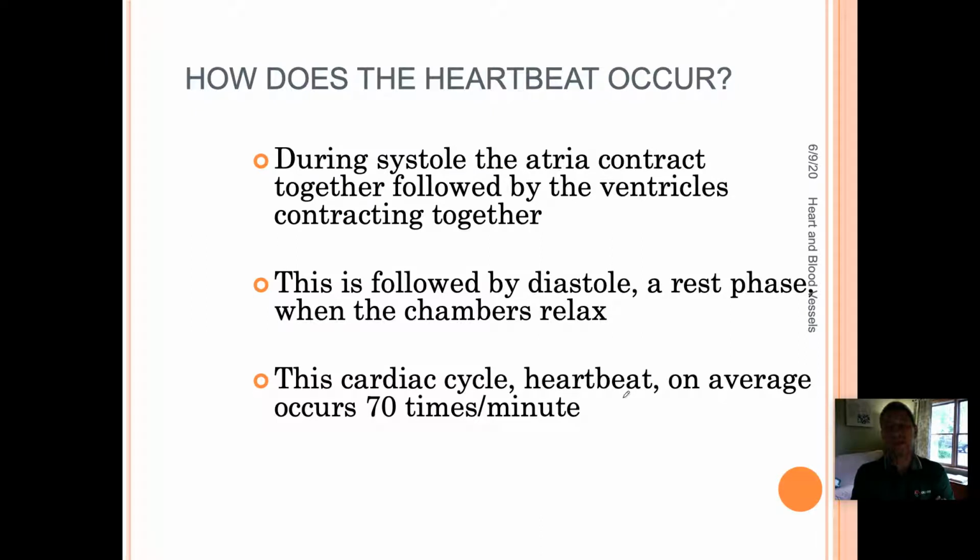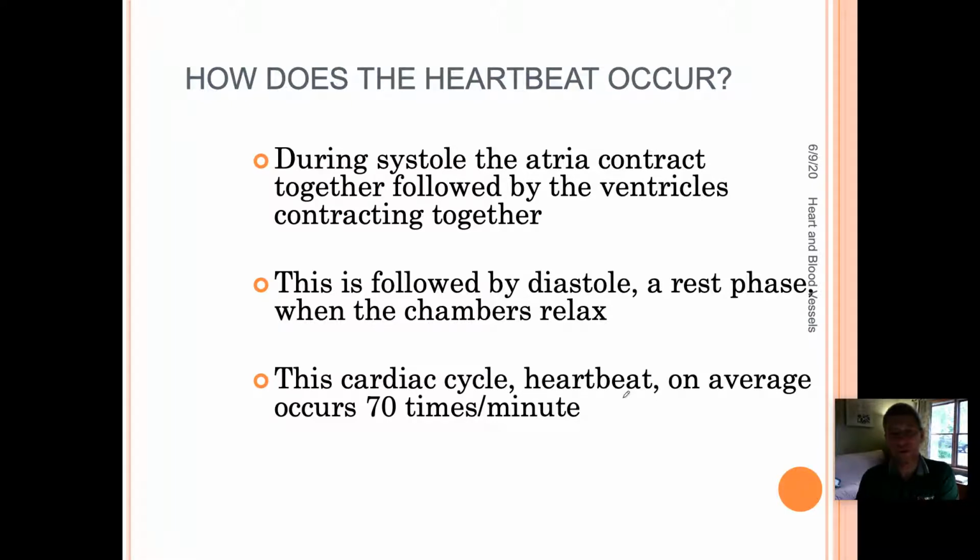Okay, so let's talk about the beating of the heart. There are two phases to a heartbeat, the systole and the diastole. During systole, the atria contract, and they contract at the same time. So the left atrium and the right atrium are contracting together, and then the two ventricles contract together. So the top of the heart contracts first, and then the bottom of the heart does.